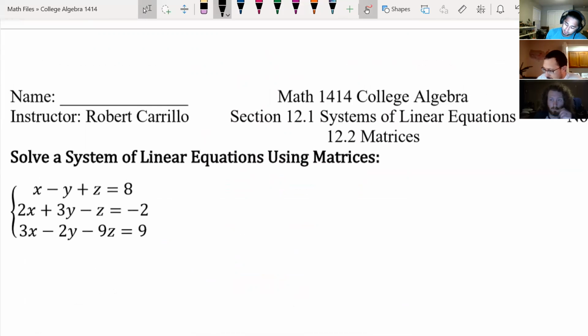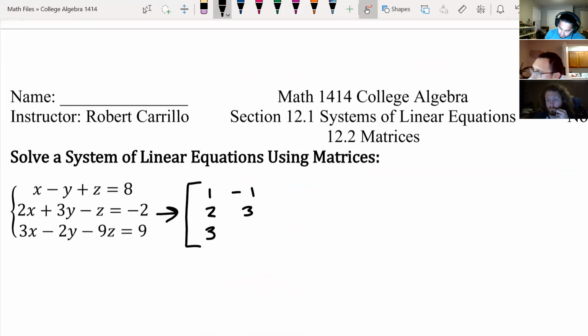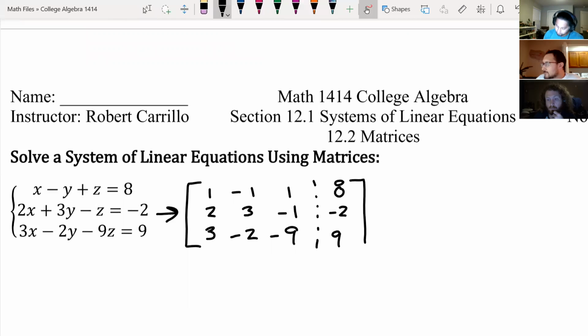All right. So there's our system again. Convert to matrix. We got 1, 2, 3, -1, 3, -2, 1, -1, -9, and then 8, -2, 9. Make sure you put everything in properly. Don't miss a sign. 1, -1, 1, 8, 2, 3, -1, -2, 3, -2, -9.